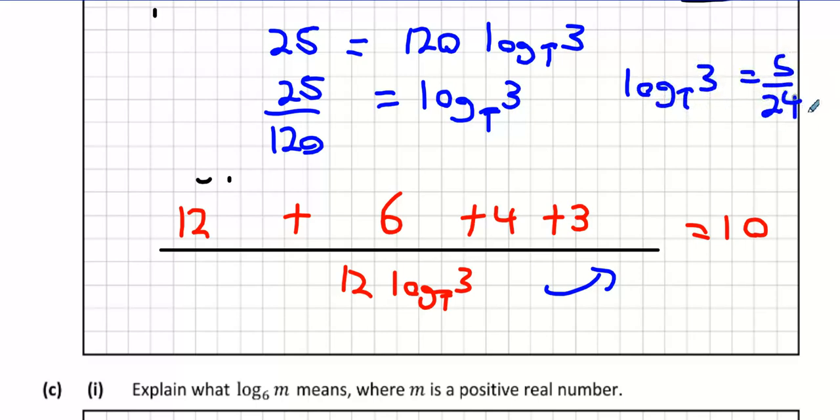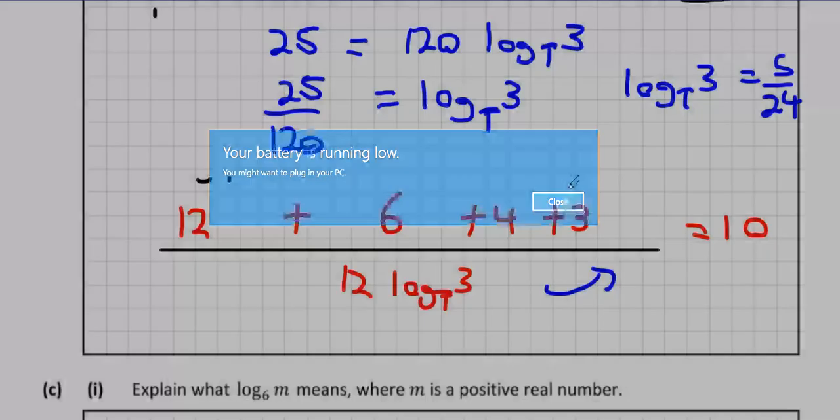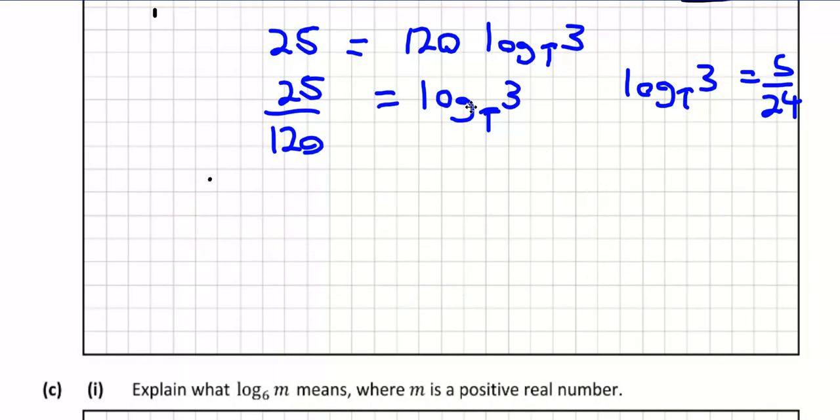Okay, now, how do we do this again? How do you get rid of a log? I think what I'm looking at here is 3 equals t to the power of what? 24 over 5.